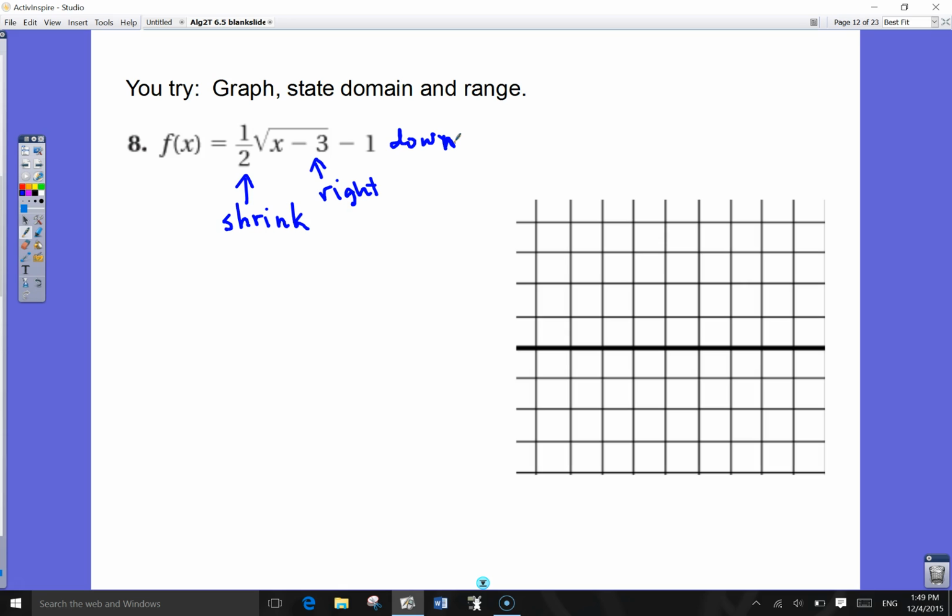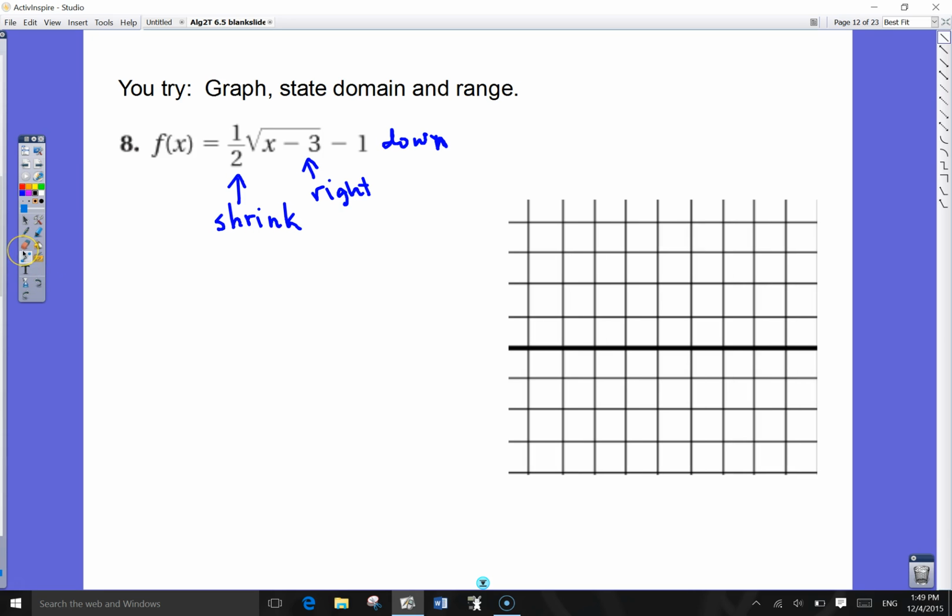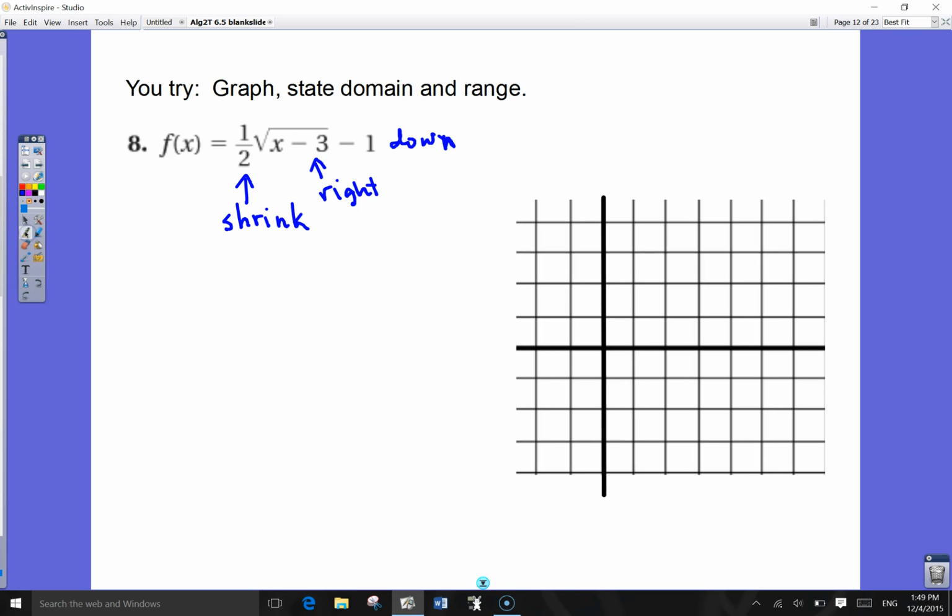So, I made this mistake before. This is right 3, down 1. So I probably ought to draw myself, and x is about right there. Don't know why I don't have that on there. That will work. Okay, right 3, down 1 and shrink.